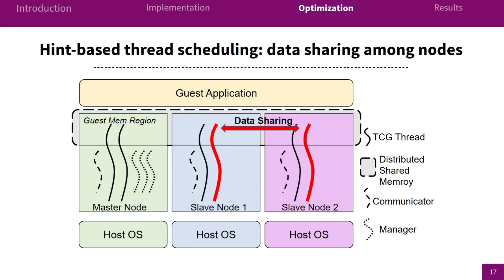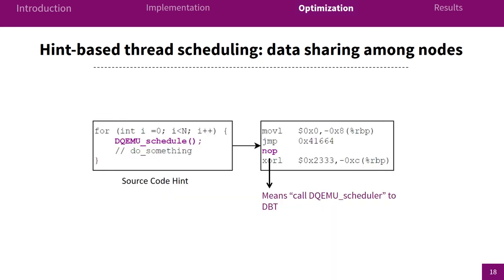We also found that if there is heavy data sharing between two threads on two nodes, we can detect it, and if so, we move one thread to the same node to reduce the data sharing between nodes. To achieve this, we use a source code hint to generate a no-op in the guest binary. It won't affect the guest binary's behavior, but it triggers a call to DQEMU's scheduler in the dynamic binary translator.